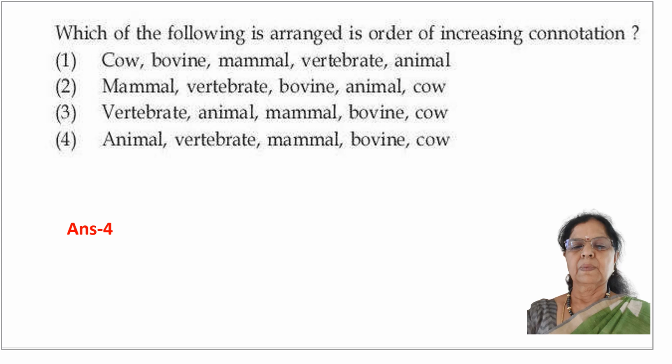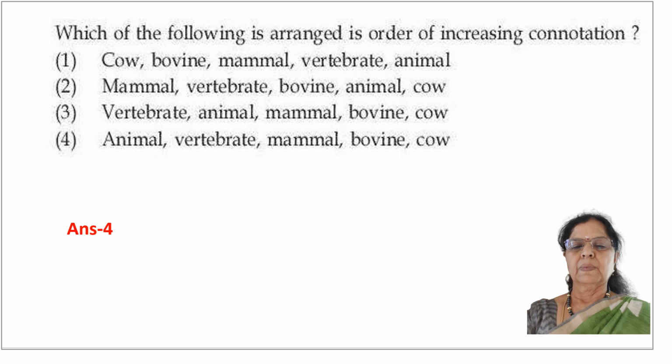Now look at this question. Which of the following is arranged in the order of increasing connotation? Connotation means concept or meanings. So we have to find out here which out of these four has got more meanings or more concept. Alright?